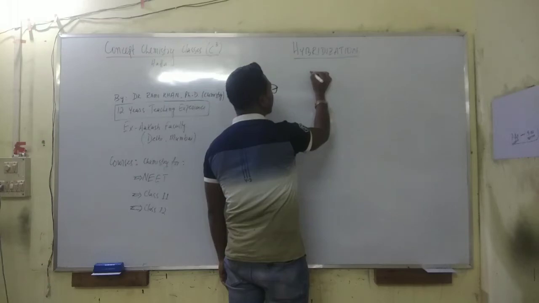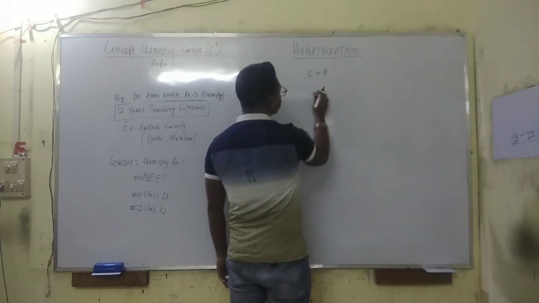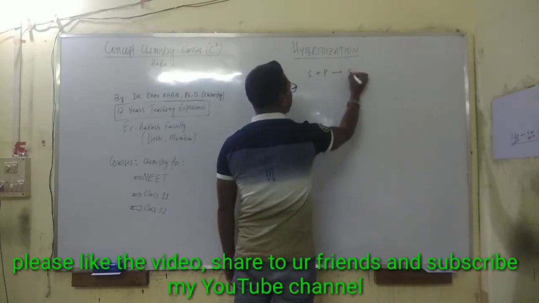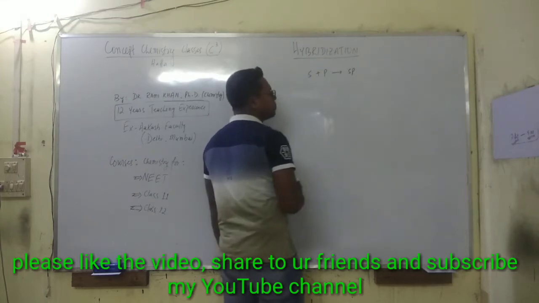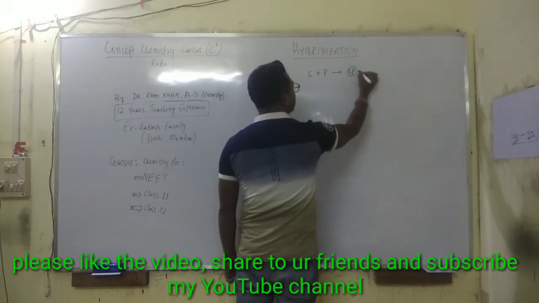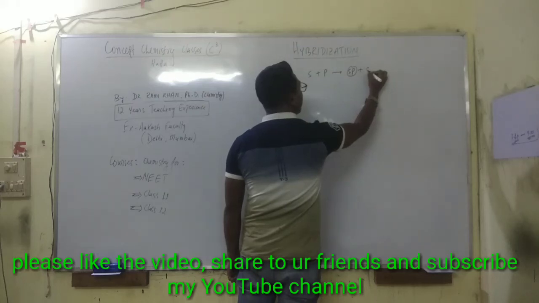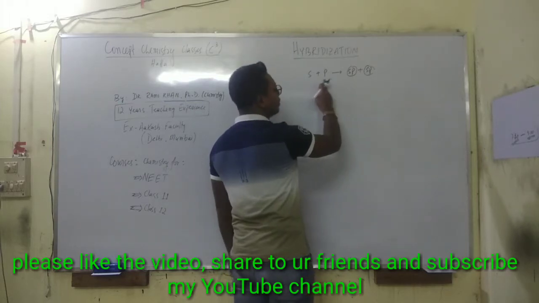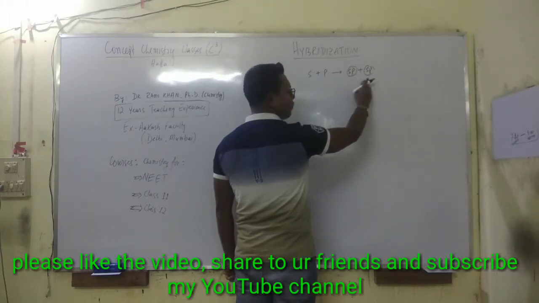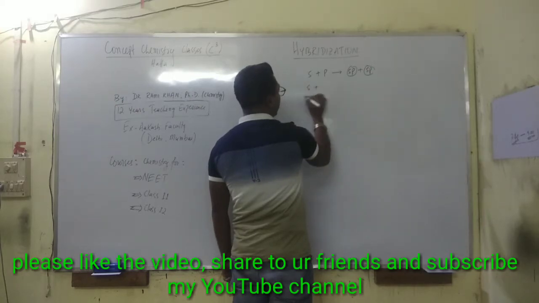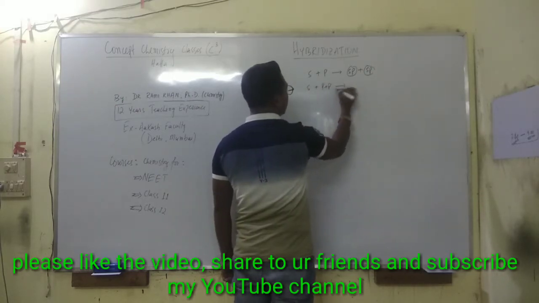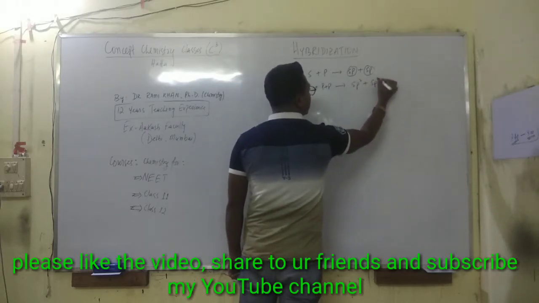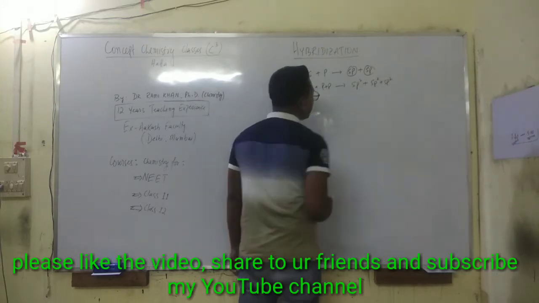For example, one s orbital and one p orbital hybridize to form sp hybrid orbitals. Here two hybrid orbitals will be formed. The number of atomic orbitals overlapping will be equal to the number of hybrid orbitals formed. One s orbital and two p orbitals form sp2 hybrid orbitals, and three sp2 hybrid orbitals will be formed.